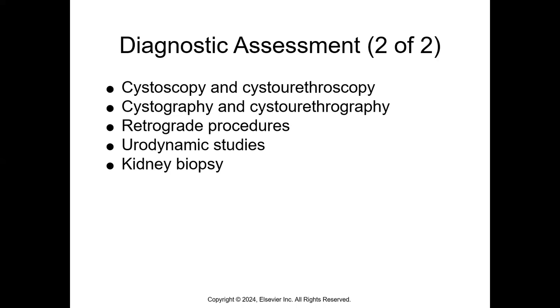So retrograde procedures, we can inject below the kidney into the ureters, and then we want to see if any of the dye actually gets into the kidney tissue. So that tells us, is there backflow problems? Urodynamic studies, this is where we actually will take a straight cath and we will empty the person's bladder. Then we will take fluid and put it in the person's bladder and see how much urine they can actually hold before they feel the need and their bladder contracts, they start peeing.